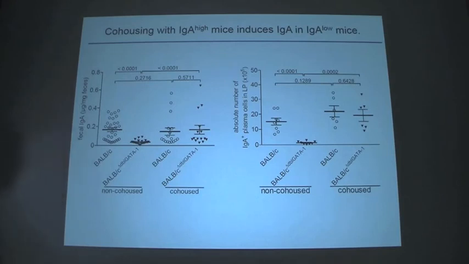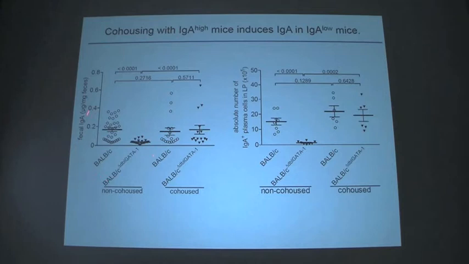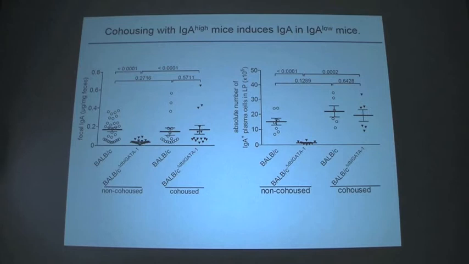This phenotype can be reversed when he puts the mice together, a mouse from Charles River and a mouse from our breeding facility. Here is when he keeps the mice separate for fecal IgA, and here are the fecal IgA levels when he puts the mice together. There is an increase in the IgA levels from our facility, and this also corresponds to the number of IgA-positive plasma cells in the lamina propria. So this really points to a microbiota defect, and there must be something dominant in the microbiota of the IgA high Charles River mice which can induce the IgA high phenotype in the mice in our breeding facility.